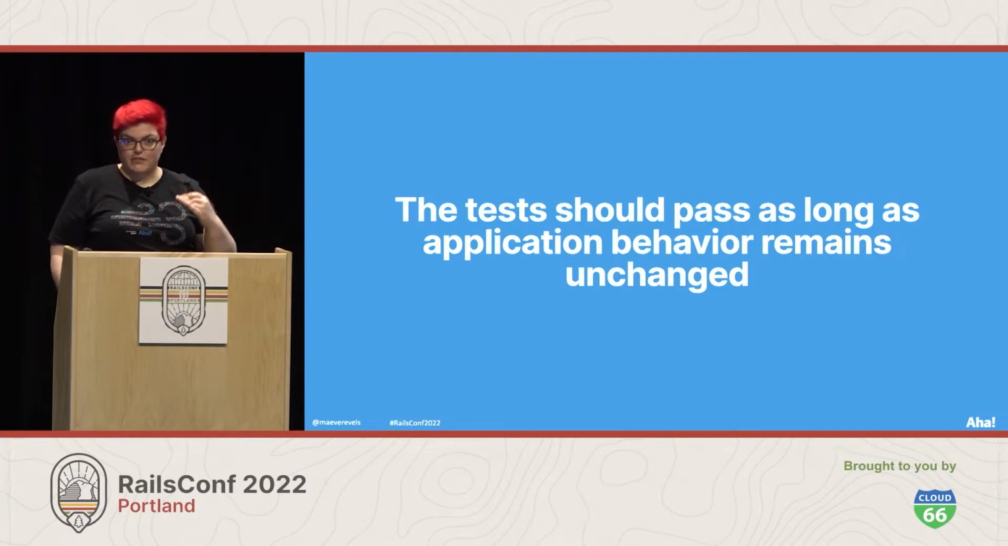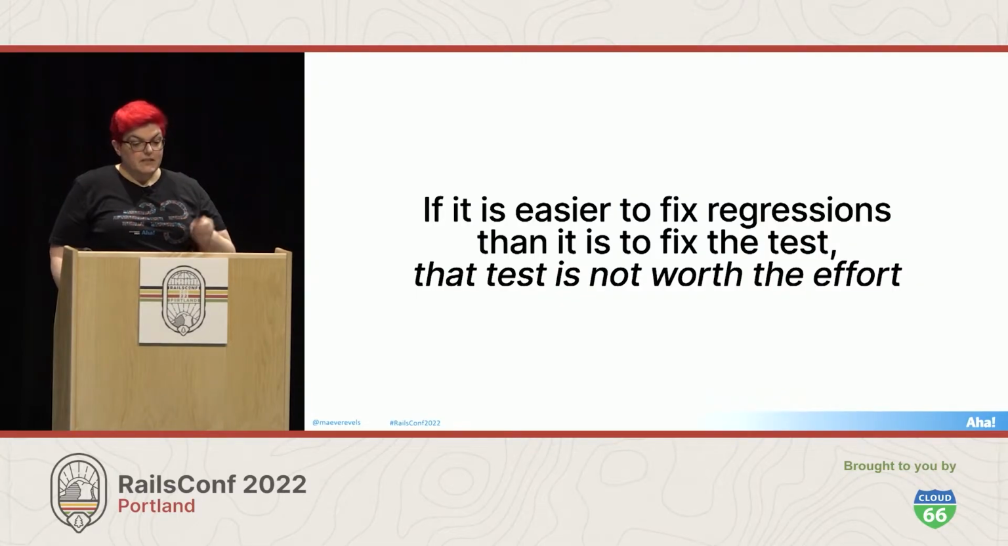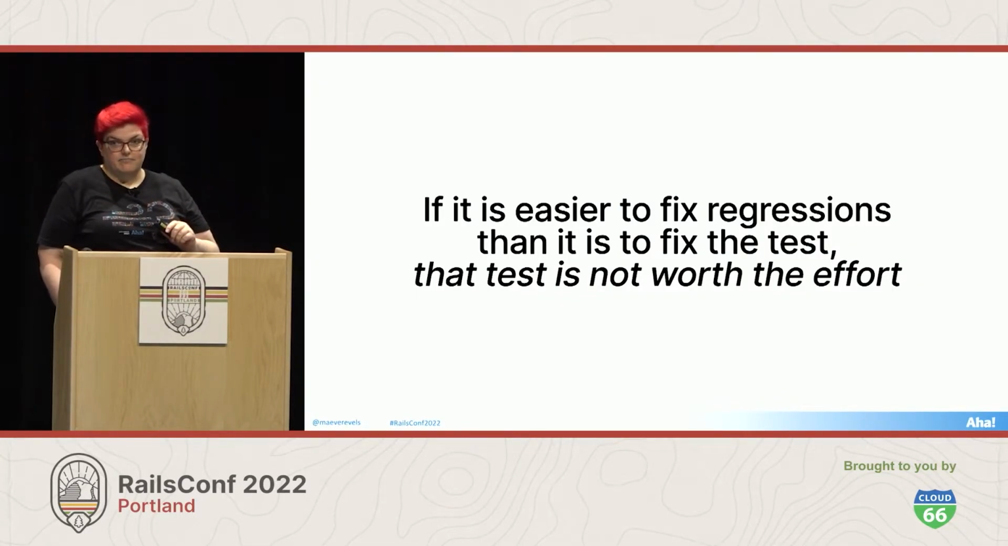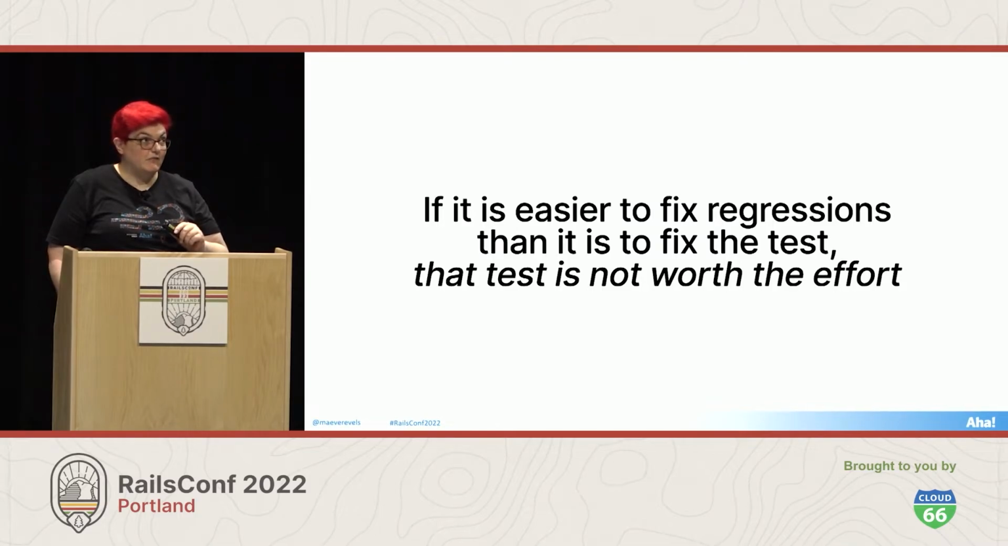So in other words, to prevent regressions, the test must fail when the application behavior changes, and to reduce maintenance costs, the test should pass as long as the behavior remains the same. This also tells us when we can delete a test. If it's easier to fix regressions than it is to fix the test, the test is really not worth the effort.